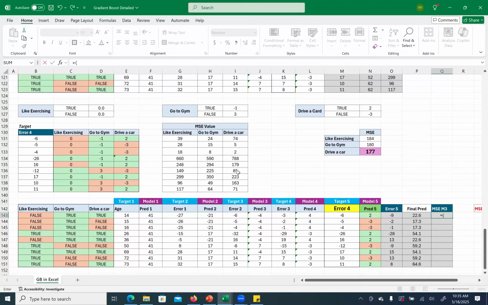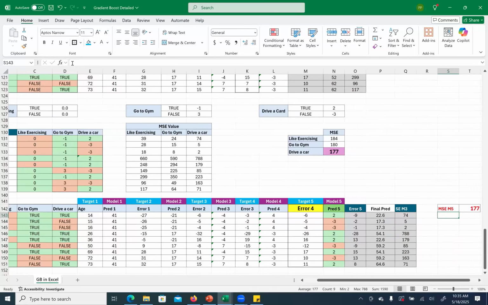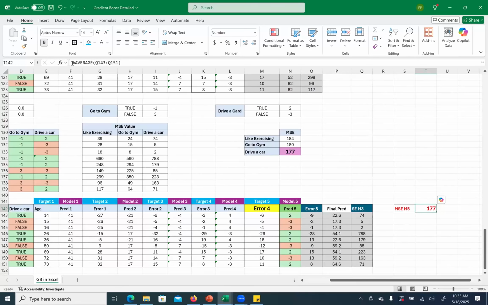So my error is going to be the actual value. My square error is going to be the actual value minus the final prediction, and I am going to take a square of it. Okay. MSE will be nothing but the average of this. RMSE will be the square root of this. Okay. 13.3.